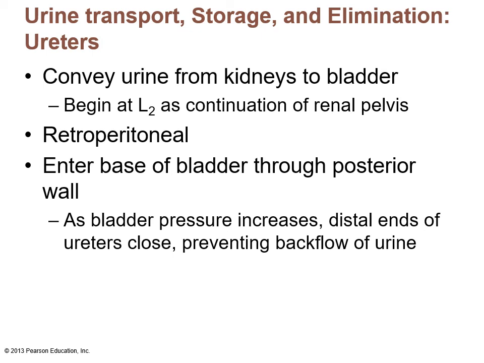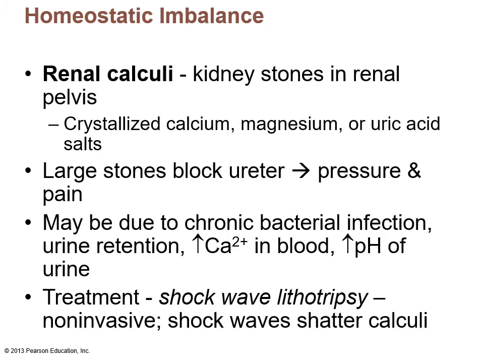Now, urine transport, storage, and elimination. The kidneys are where the urine's produced, and then it leaves the kidneys and goes to the bladder by way of the ureters. The ureters empty through openings into the back base of the bladder. They're in a retroperitoneal position, and as the bladder pressure increases while it fills, the distal ends of the ureters will close. That prevents the backflow of urine.